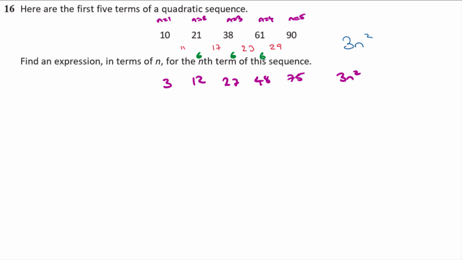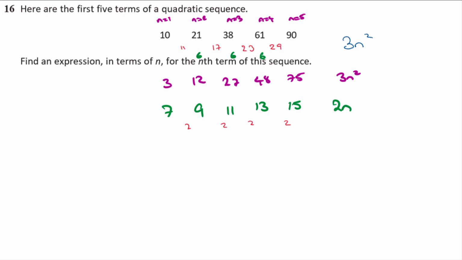So what's that then? The difference is 10 take away 3 is 7, 21 take away 12 is 9, 38 take away 27 is 11, 61 take away 48 is 13, and 90 take away 75, that is 15. Okay, so now what we've got left with, I hope you can see, is a linear sequence. So this has got a common difference this time. It goes up in twos, 2, 2, 2, 2, which means it's got to do with 2n.